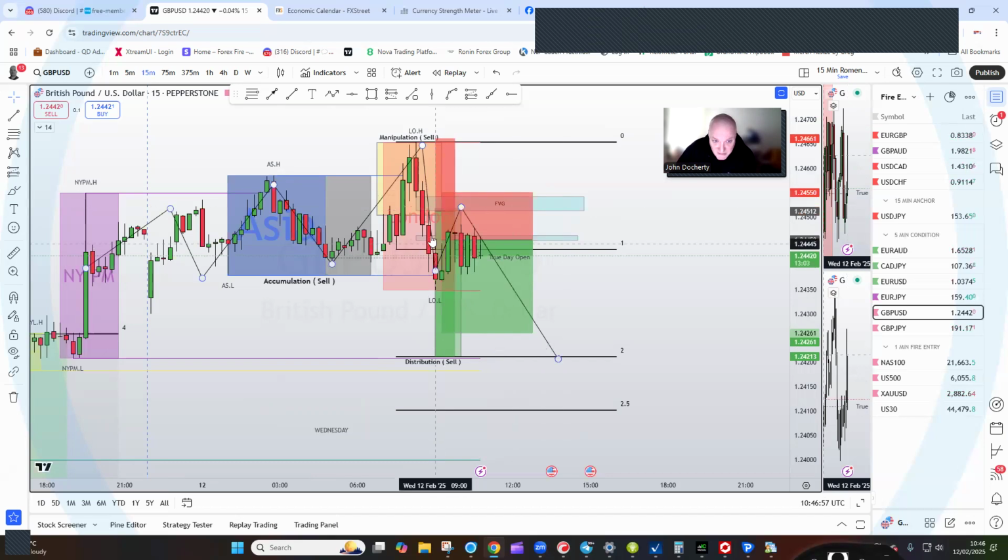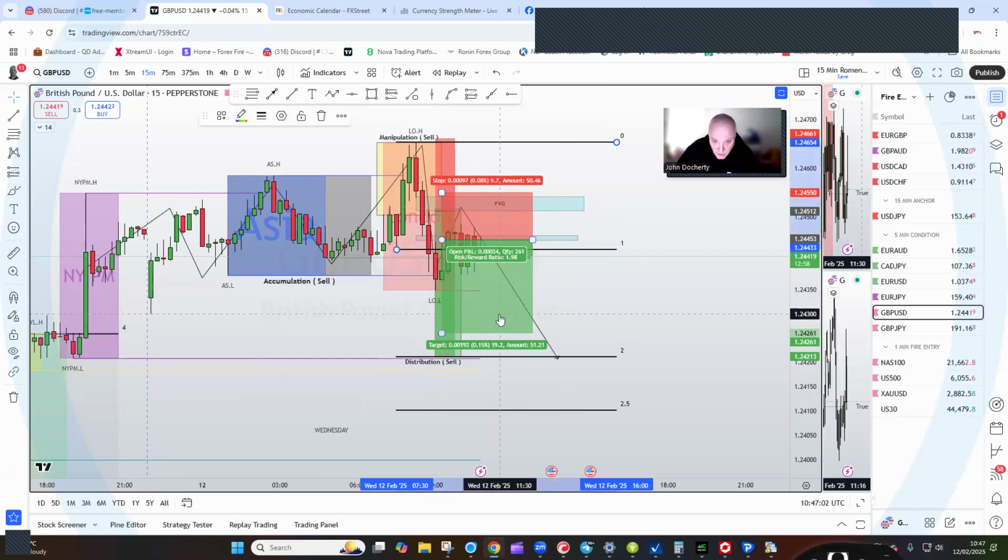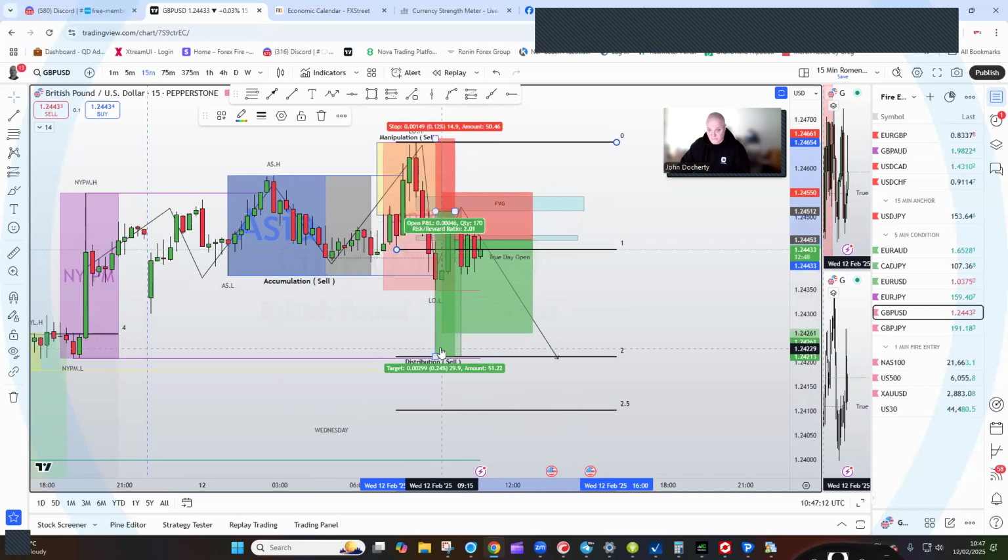Okay, we came in and tapped into this FVG here. There is some nice profit. We are looking for a nice 1 to 2 on the aggressive side, but we also have this distribution area where we could tap into this to come onto the further down.